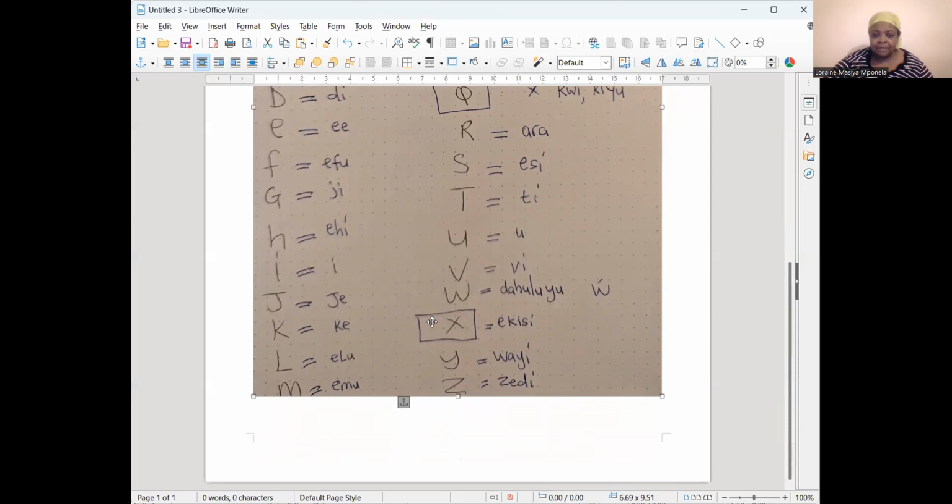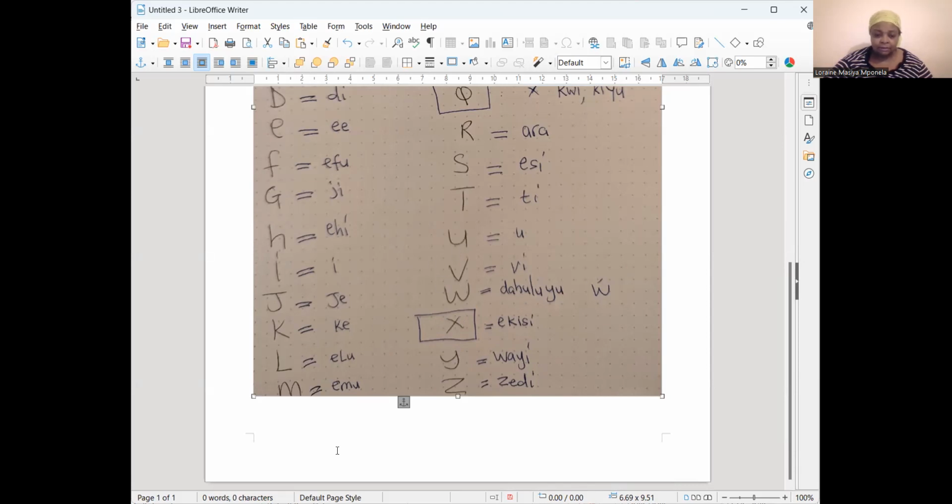This is X, but we don't have it in my language. There is slang where people now are using it, but it's kind of like new words, not really Chitumbuka, but it may be just slang from somewhere else. So you can find people who speak Chitumbuka using it, but it's not in our vocabulary. Y and Z. Okay, so excuse me. This is the first part of the alphabet, A to Z.